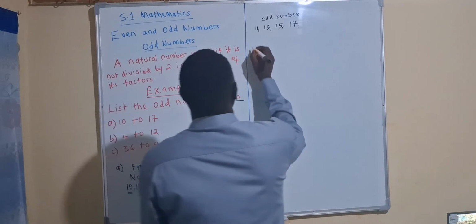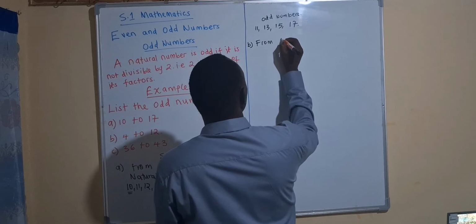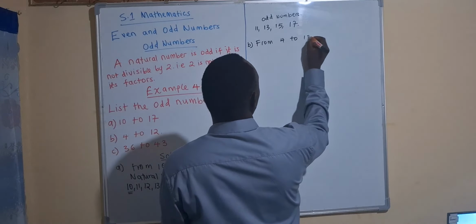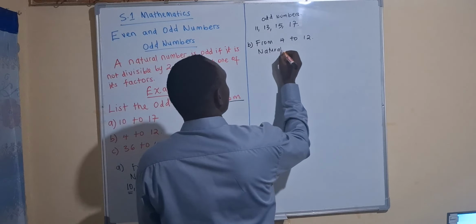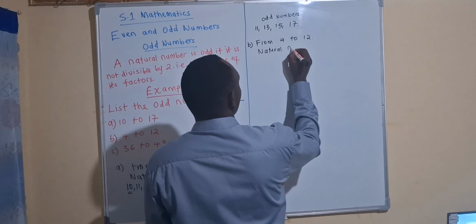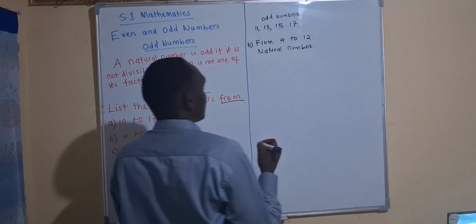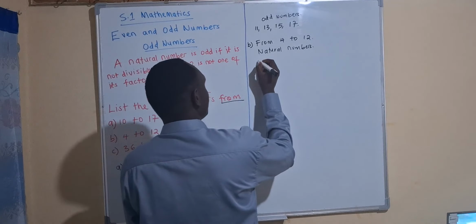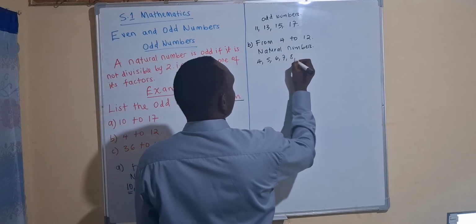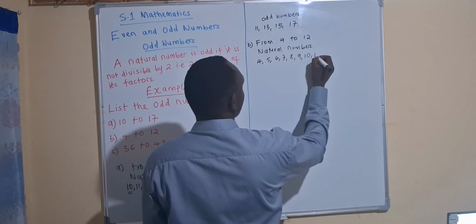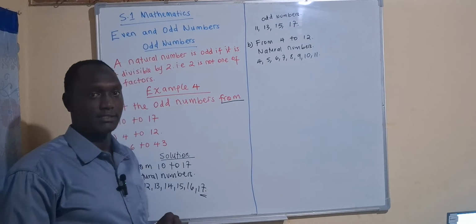So, let's look at part B that says from 4 to 12. So, what are the natural numbers that actually range from 4 to 12? Natural numbers in this range. So, we are still adhering to the fact that 4 and 12 are inclusive. So, we can start from 4, 5, 6, 7, 8, 9, 10, and then 11. Those are the natural numbers in that range.